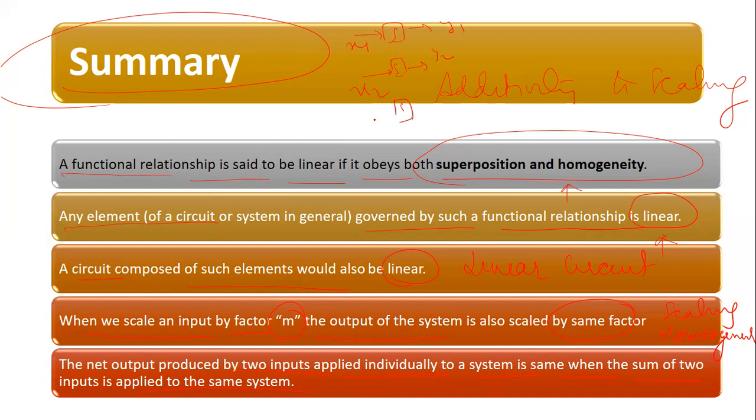You apply some input x3 on the system, you'll get y3. But when you combine all these three inputs, x1 plus x2 plus x3, and you apply the same on the same system, it shall give you y1 plus y2 plus y3. So the total response is the sum of the individual responses obtained by applying individual signals. So this is what superposition is, right?